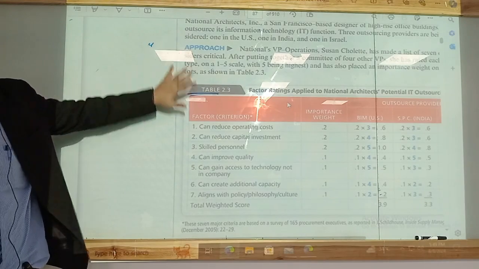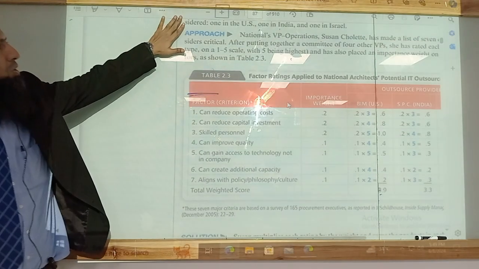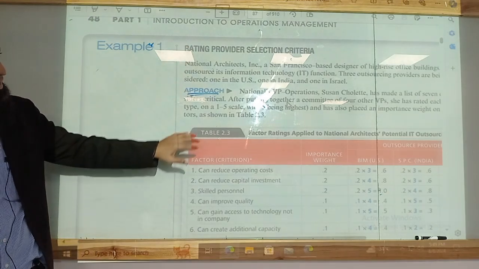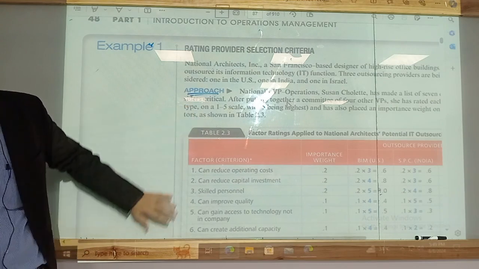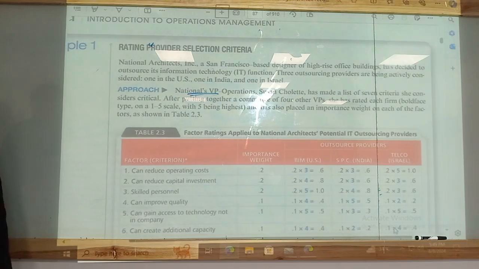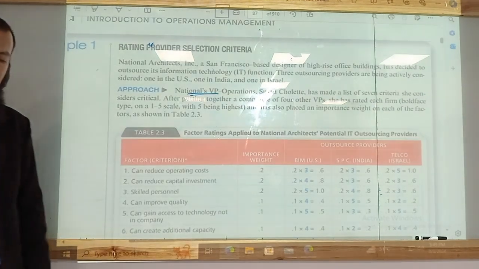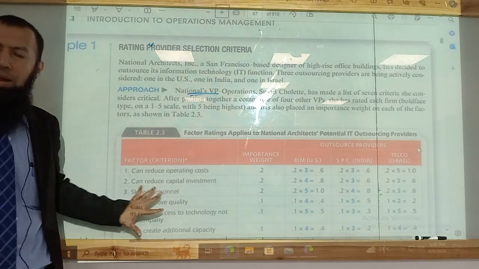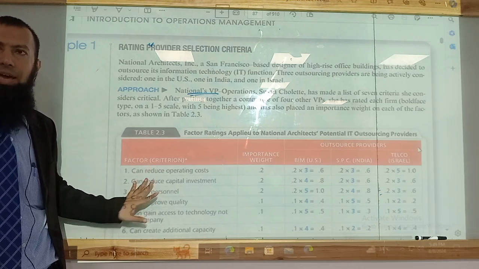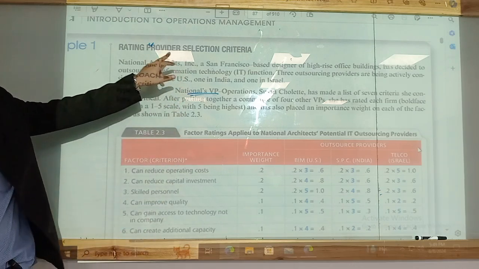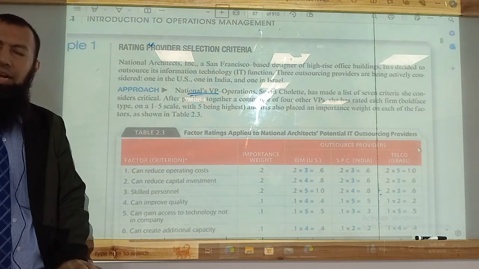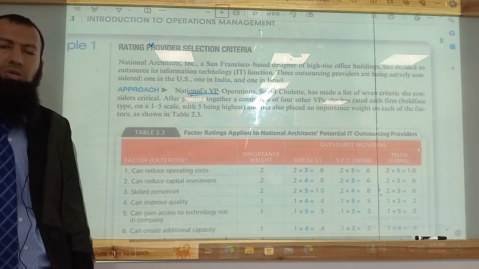So you see the criteria. Rating provider selection criteria. Write it down. This is the name of the tool we are about to use. This is a tool which gives you an objective measure of any supplier. Its name is rating selection criteria. This is a selection criteria based on rating.